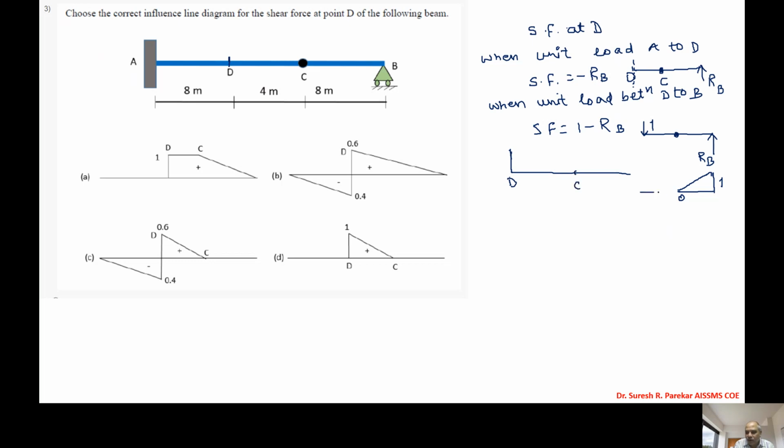So if we go to this, this is point D, this is point C. From D to C, we have RB as 0, so we have this value 1. And after this, we have value 1 at RB. So we will get 1 minus 1 becomes 0, and we will have a diagram like this. To the left of D, we do not have anything. So the solution is A.